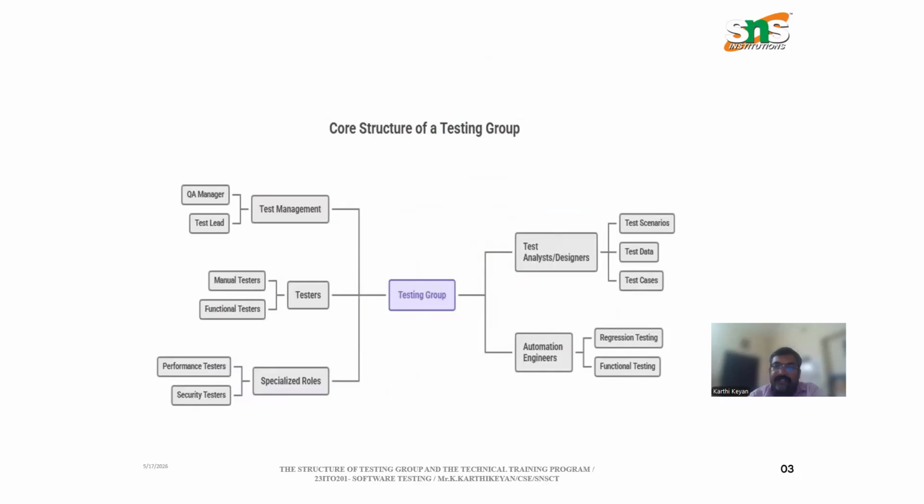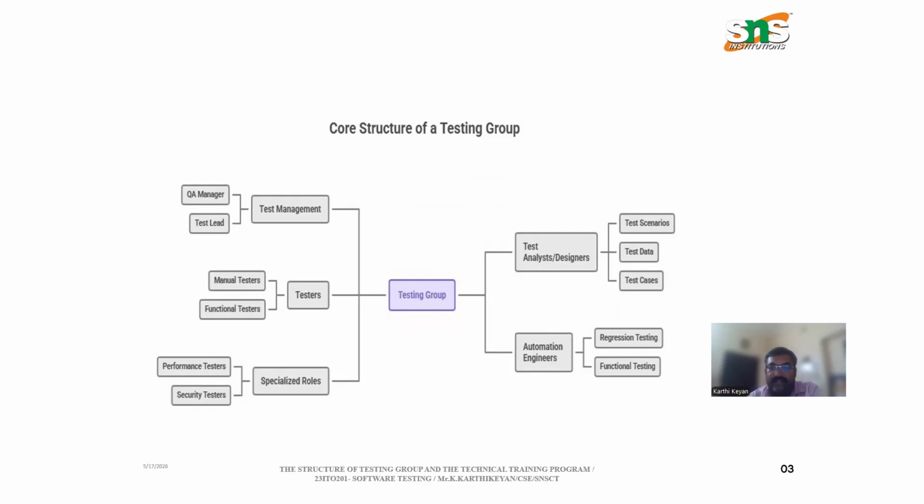So this is the core structure of the testing group: test management, testers, specialized roles, test analysts and designers, and automation engineers. Test management covers the QA manager and test lead. Testers are manual testers and functional testers. Specialist roles are performance testers and security testers. Test analysis is based on test scenarios, test data, and test cases. An automation engineer works on regression testing and functional testing. So each and every group has particular work based on testing.